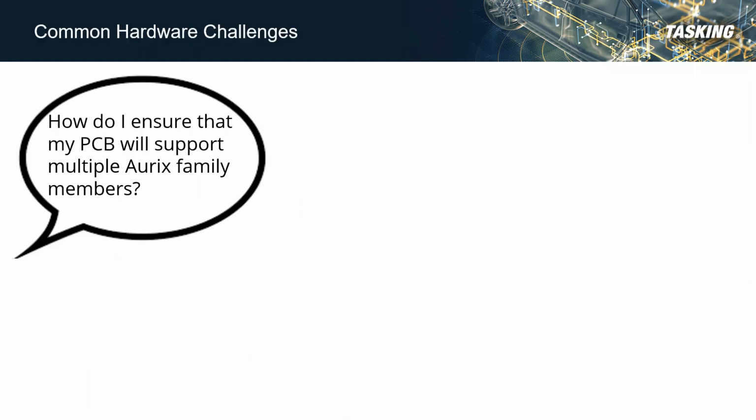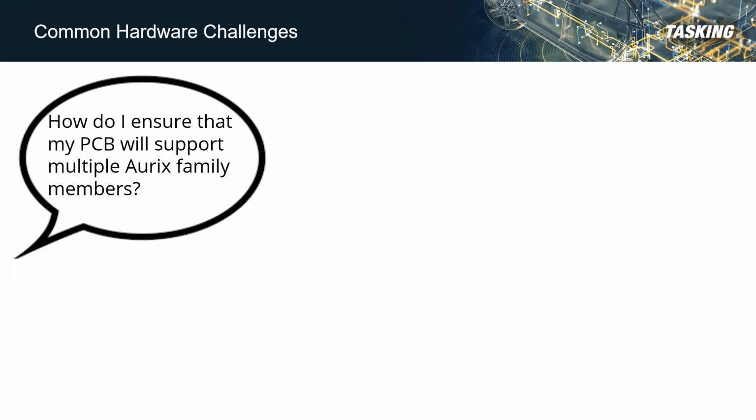So let's look at some of the common hardware challenges that our Tier 1 is facing. First of all is, how do they ensure that the PCB will support multiple AURIX family members? When you lay out a PCB, a printed circuit board for an electronic control unit, there's a lot of validation that's associated with that. And it can cost a significant amount of money in order to ensure that that PCB meets all of the different requirements that the OEM will place on it.